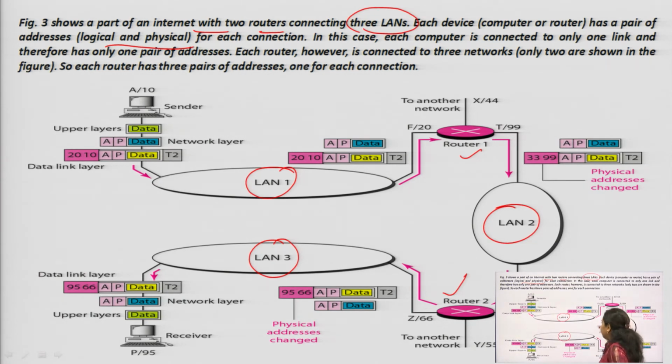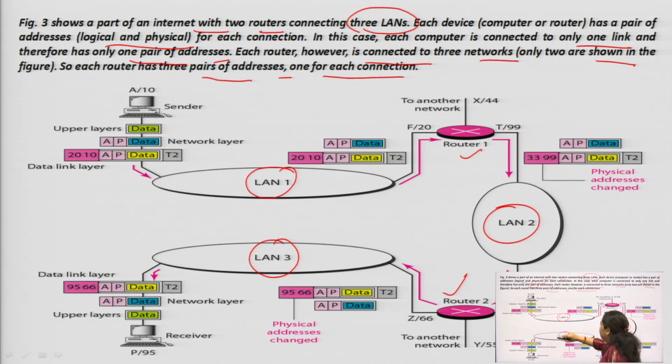3 LANs are there connected through 2 routers, then a pair of addresses will be there. In this case, each computer is connected to only one link and therefore, has only one pair of addresses. Pair of addresses means logical and physical address both are used. Each router, however, is connected to the 3 networks, only 2 are shown in this figure. So, each router has 3 pairs of addresses, one for each connection.